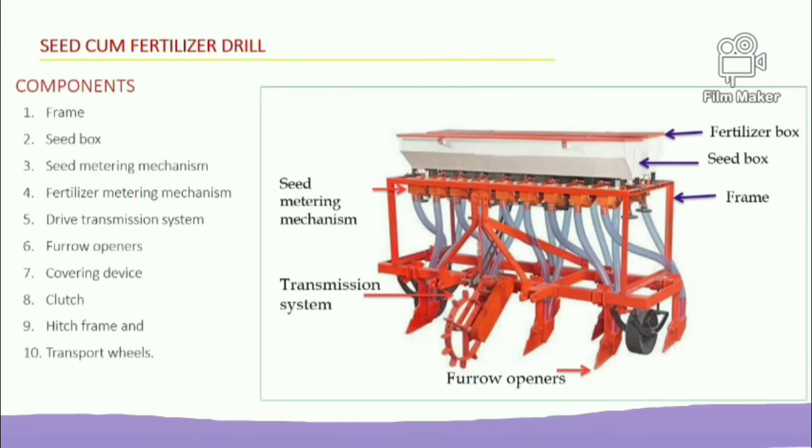Then the next one is the seed cum fertilizer drill. This seed cum fertilizer drill has different components: frame, seed box, seed metering mechanism, fertilizer metering mechanism, drive transmission system, furrow openers, covering device, clutch, hitch frame and transport wheel. The seed cum fertilizer drill is used for simultaneous activities of seed sowing and fertilization through a single operated machine.